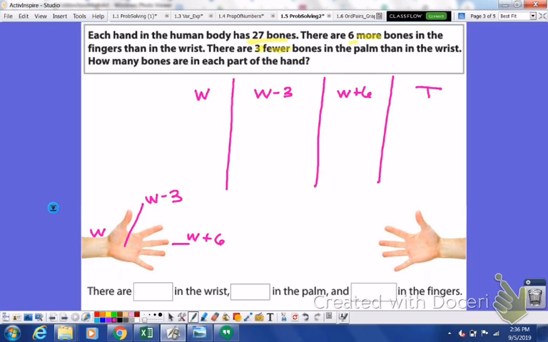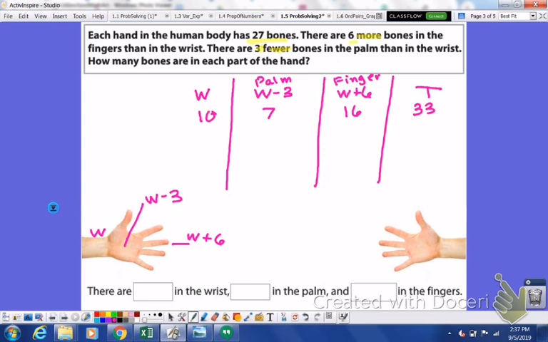So if I guessed, well, let's say I know there's 27 total, so I think maybe the wrist has 10. So then my palm, go ahead and label this palm, 10 minus 3 would give us 7. And then my fingers, W plus 6 would be 16. Well, 10 plus 7 plus 16 gives me a total of 33, but we only have 27 bones, so we know that's too high. So we're going to drop down a little.